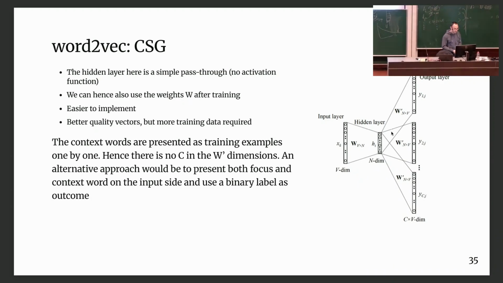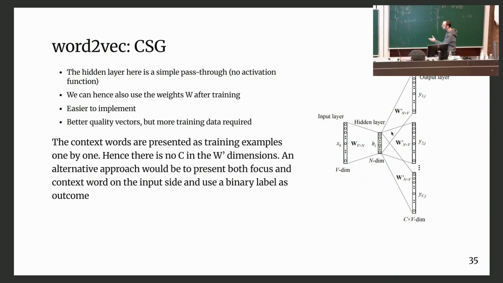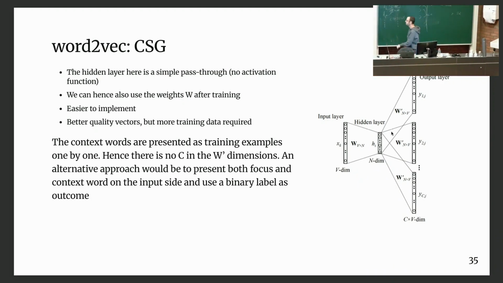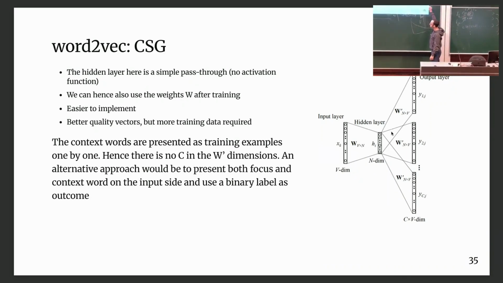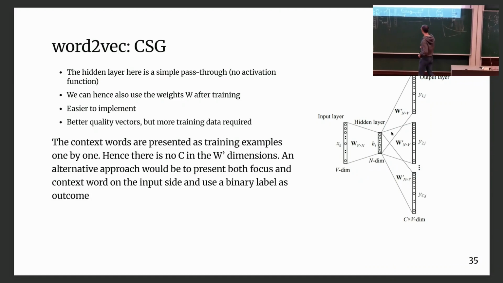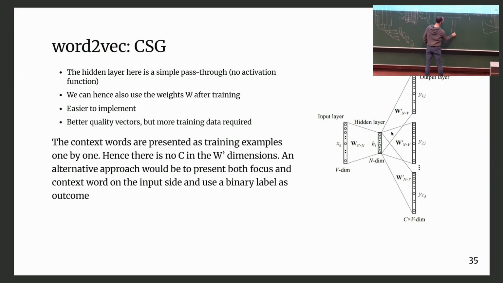There is another way you can set up skip-gram. So this is the way where you present these examples one by one. What I could also do is say, okay, on the input side, I have one vector with length V, which is the focus word, and I'm also going to give the context word on the input side as well.